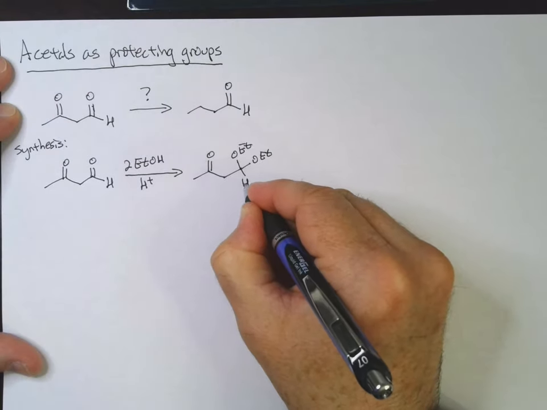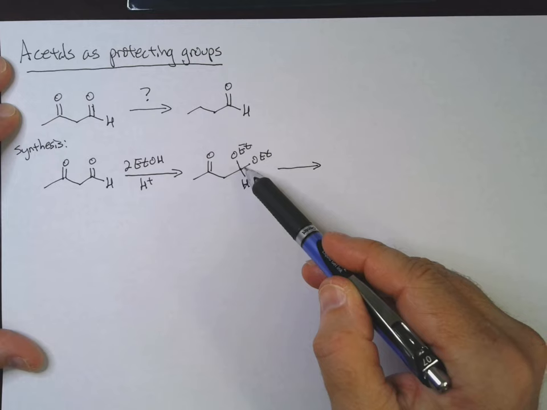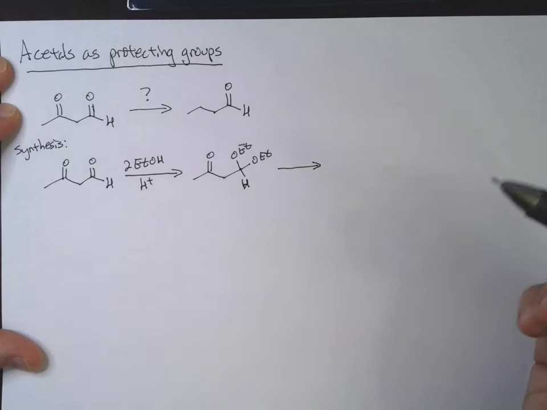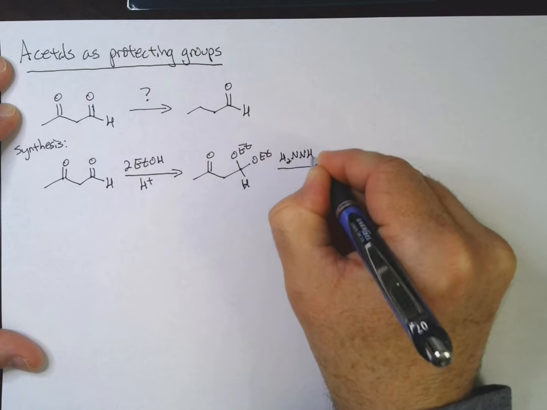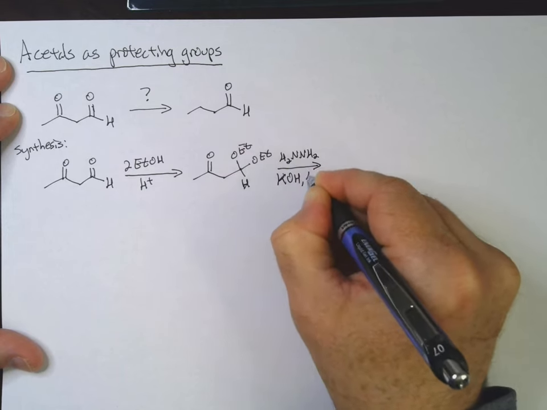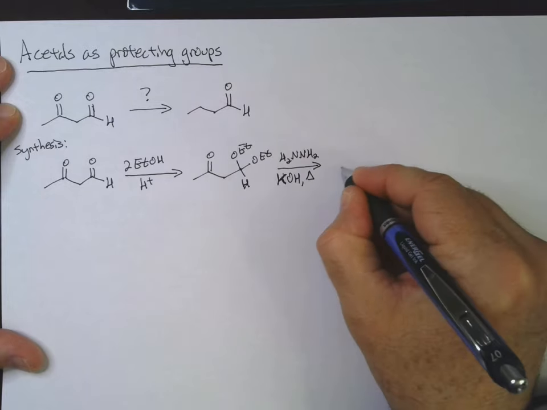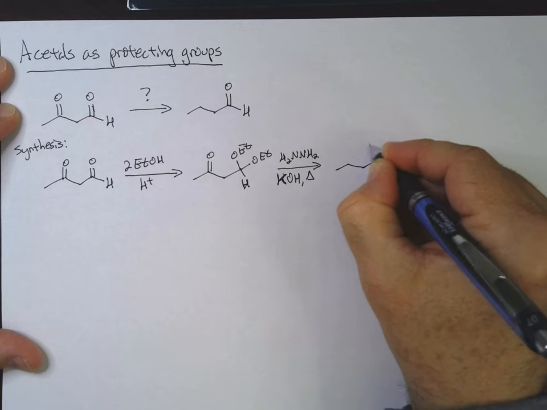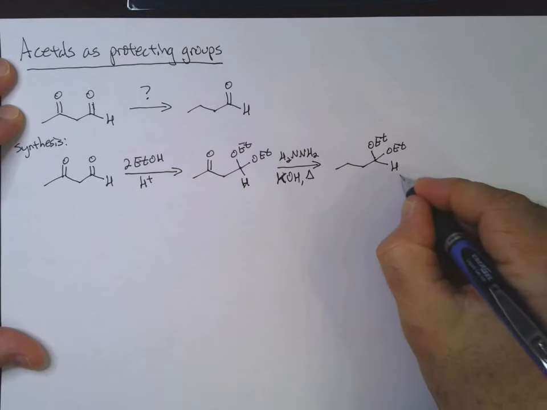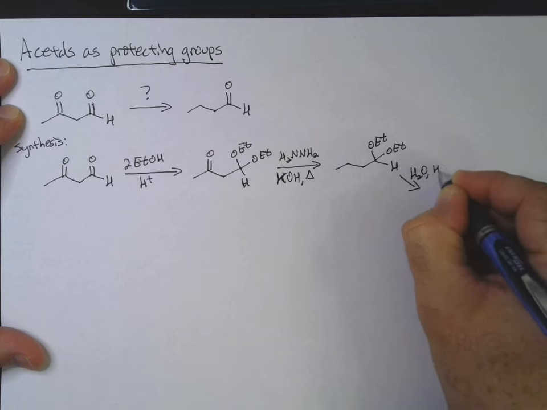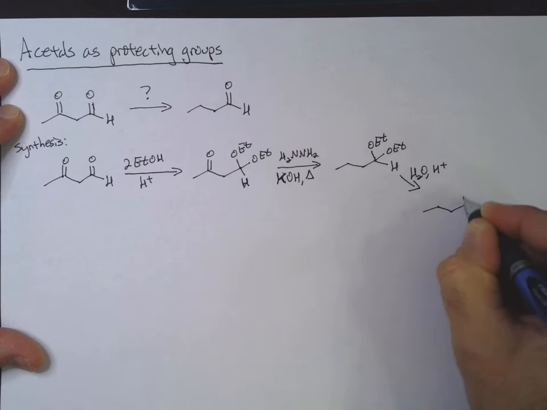Now I could do a reduction, all right? Now, I don't want to do a Clemmensen because that uses aqueous HCl, and it would just hydrolyze this guy back to the aldehyde, and we'd end up reducing both. So instead, I'll do the Wolff-Kishner: hydrazine, H2NNH2, in potassium hydroxide and base. And then lastly, H2O, H+ will hydrolyze that now with our acid and we'll go back to our product.